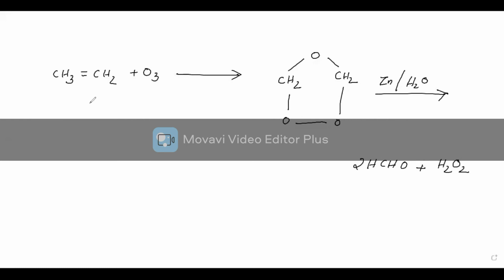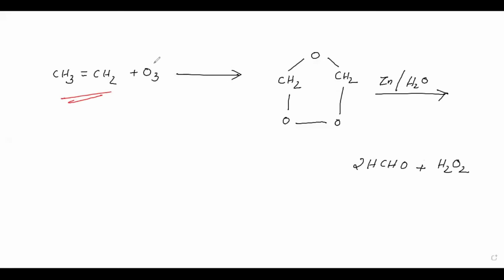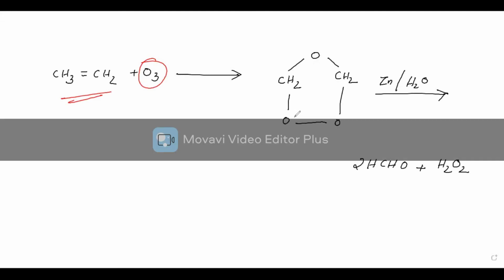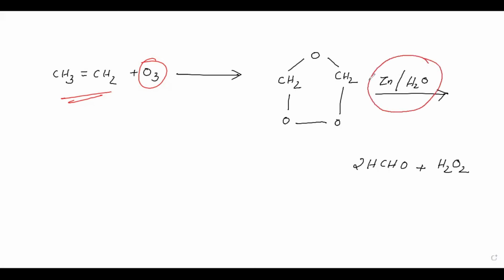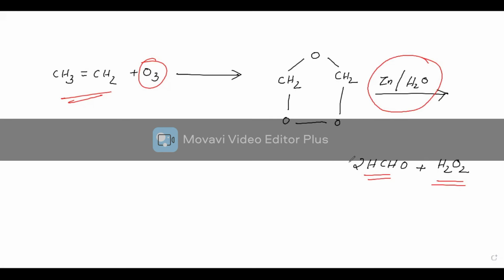So what happens when alkene is added with ozone? We get the product as ozonoid. The ozonoid undergoes hydrolysis in the presence of zinc. We get the aldehyde and H2O2 as the byproduct. Is it clear? Yes, sir.